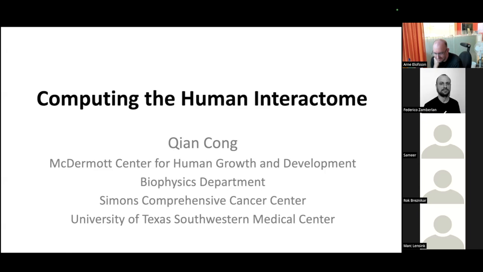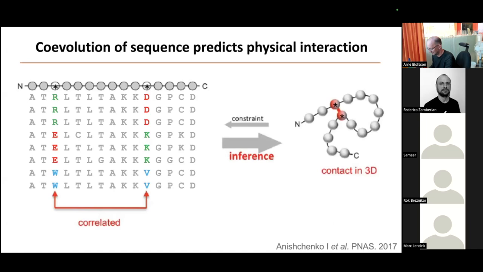So today I will talk about computing the human interactome. This is a project I wanted to do for probably 10 years, and we finally managed to do it in the last year. So this is just a general background of what we are doing.